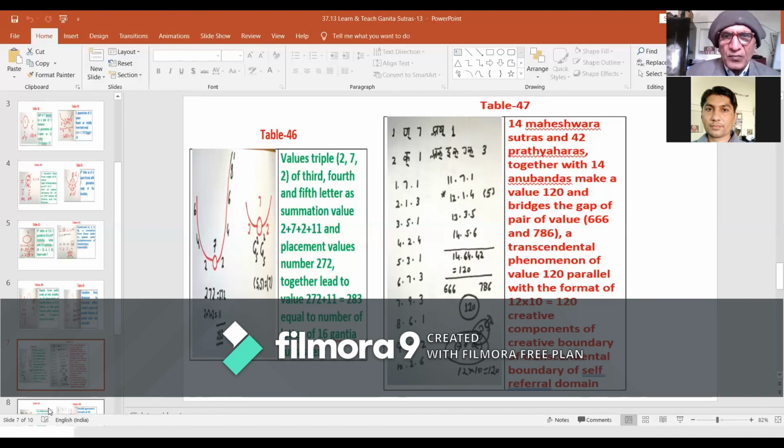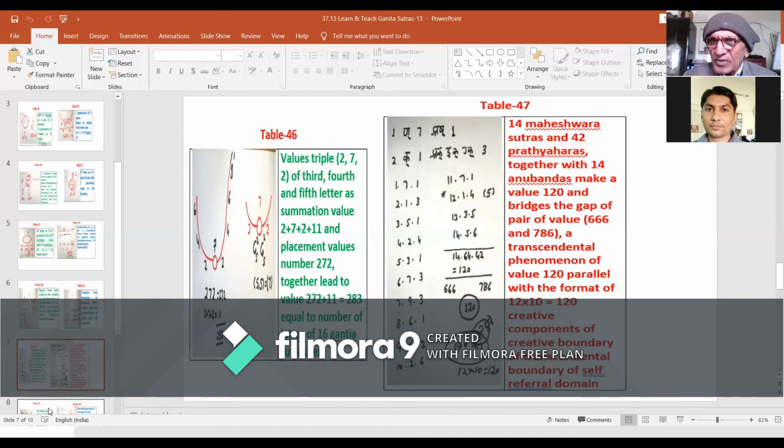So the serial number 1 to 14, together with the Anubandas, 14 Anubandas of TC values 71 as depicted here, and the total number of pratyaharas. These three flow lines as being tabulated here in table 47 lead to value 120. 14 Maheshwara Sutras, 42 Pratyaharas. These are leading to the total value 120.